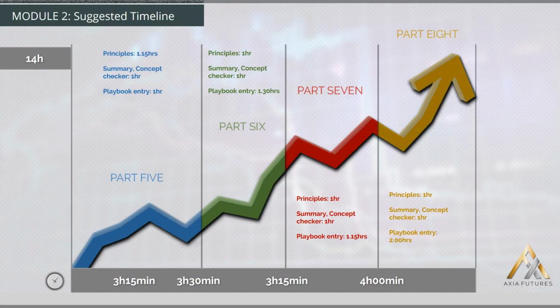So the suggested timeline for you to complete Module 2 looks a little bit like this. Part 5 will take you roughly 3 hours and 15 minutes. Part 6 will take 3.5 hours. Part 7, 3 hours and 15 minutes, and Part 8, 4 hours. Now again, notice how I've broken it down into principle learning, summary and concept checking, and then playbook entry.